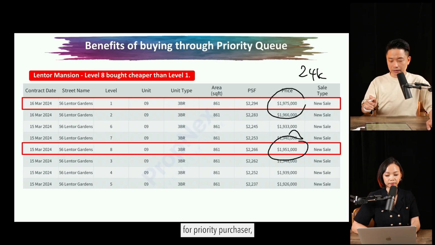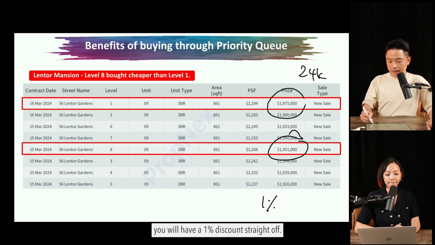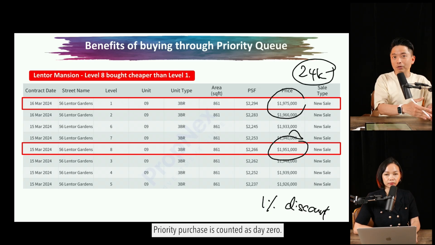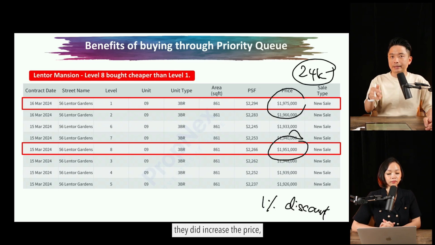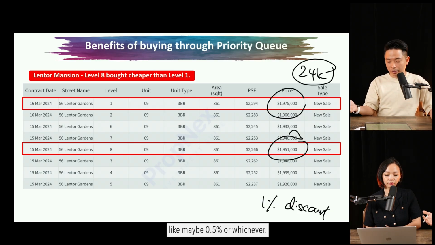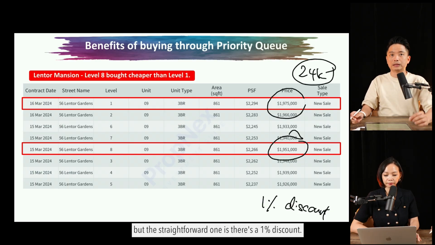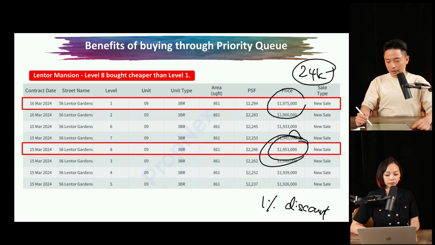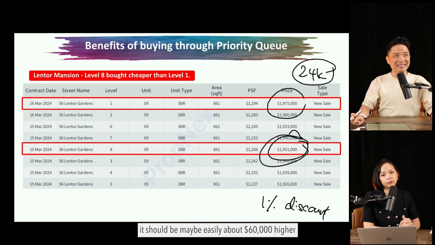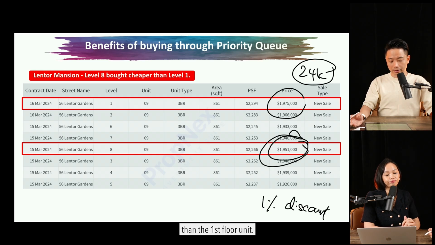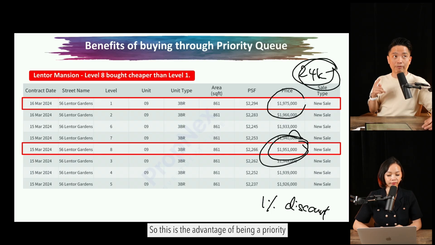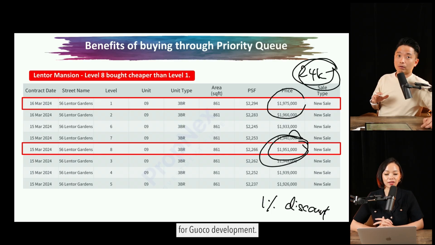For priority purchasers, you will have a 1% discount straight off. But you can see from here, this is more than 1%. Priority purchase is counted as day 0. Maybe on day 1 they did increase the price, like maybe 0.5 or whichever, but the straightforward one is there's a 1% discount. If it's the 8th floor, it should easily be about 60,000 higher than the first floor unit, but yet they purchased 24,000 lower. So this is the advantage of being a priority purchaser for a Guoco development.